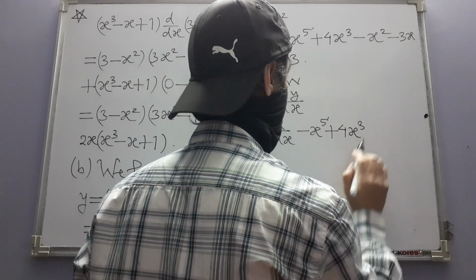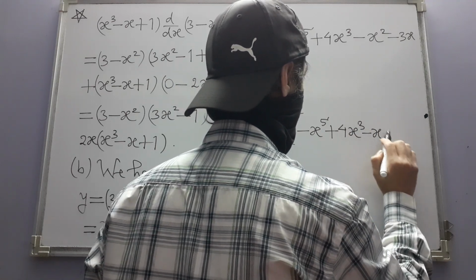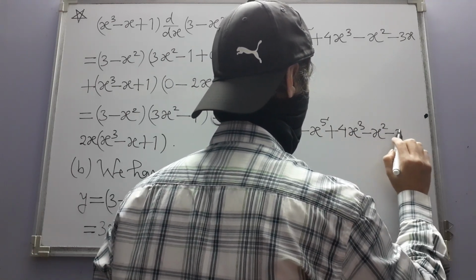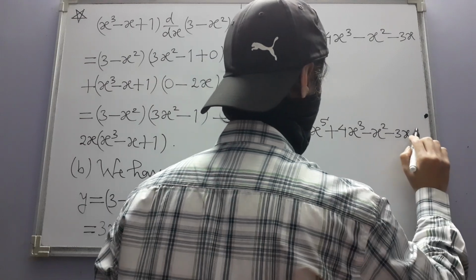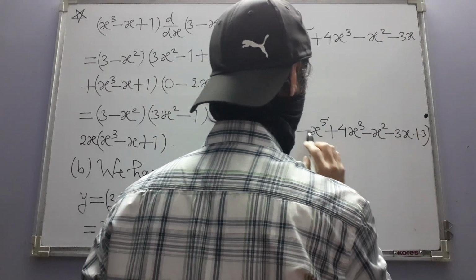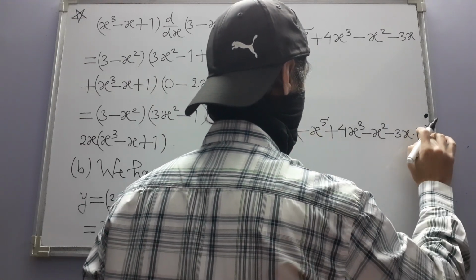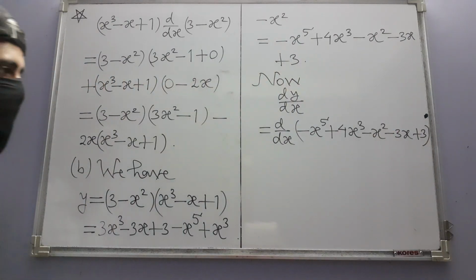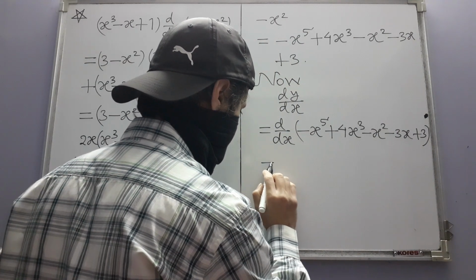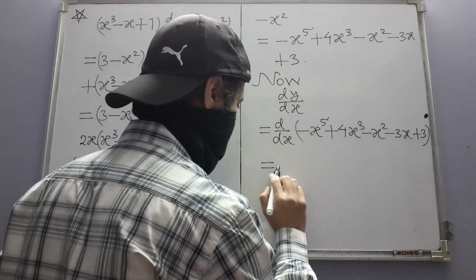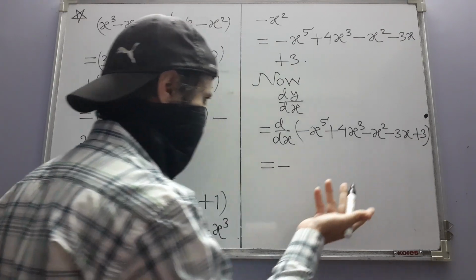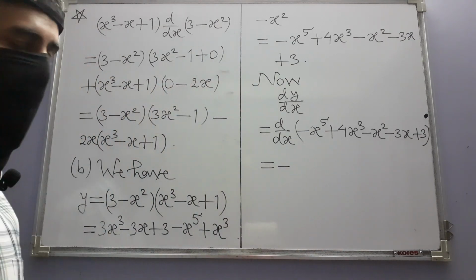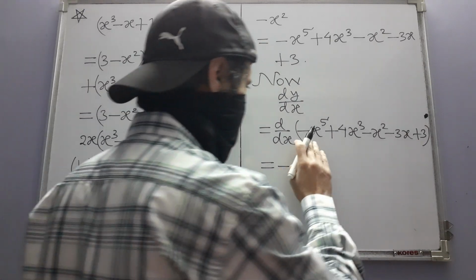Plus 4x cube minus x square minus 3x plus 3. Okay, so now we will differentiate using the various rules that we have learned. This will be minus, and of course we are going to use the power rule ultimately on each term.